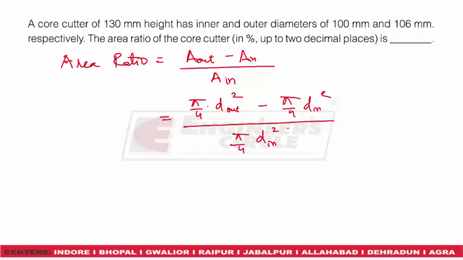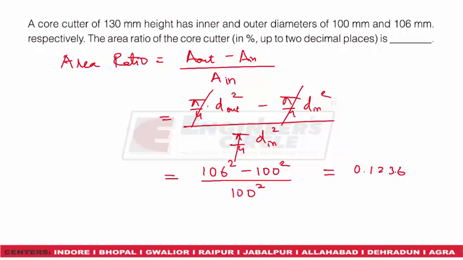So this is equal to pi by 4, pi by 4 will get cancelled out. Outer diameter 106 square minus inner diameter 100 square by inner diameter 100 square. So this is 106 square minus 100 square divided by 100 square, 0.1236, and in terms of percentage 12.36. So this will be the correct answer.